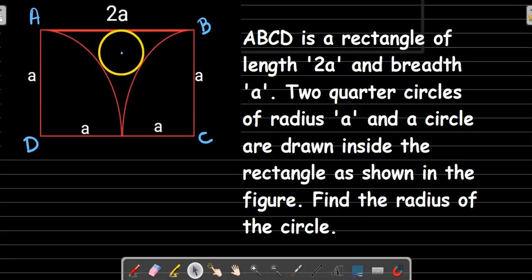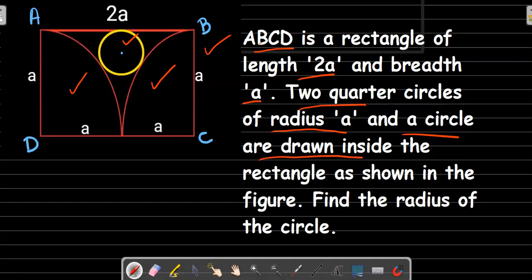Today we will solve this problem in today's class. It says ABCD is a rectangle of length 2a and breadth a. Two quarter circles, that is this and this, of radius a and a circle, that is this circle, are drawn inside the rectangle as shown in the figure. Find the radius of the circle. You have to find the radius of this circle.